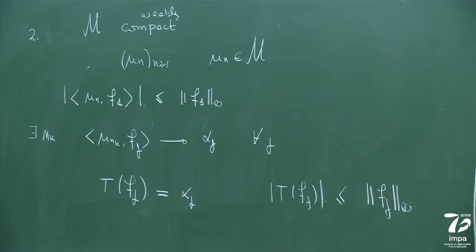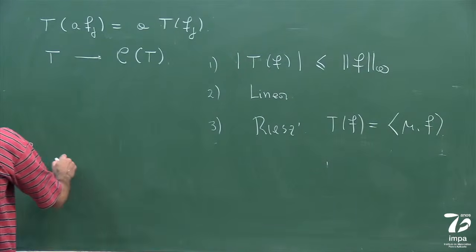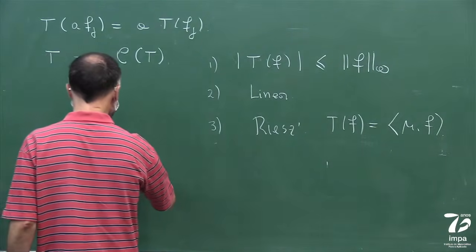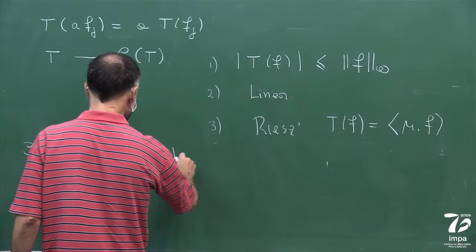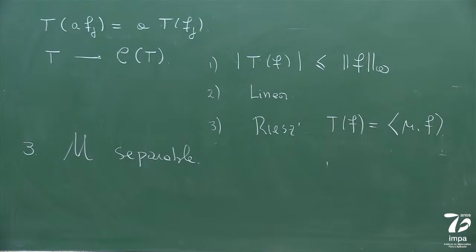I want to go very fast because I don't want to spend too much time on that, but if you have no questions, I will just go on. Otherwise, we can discuss more of these. Okay, so what we proved is that mu m is weakly compact. And I leave it to you as an exercise to show that m is separable. So you have to construct a countable dense family of measures.